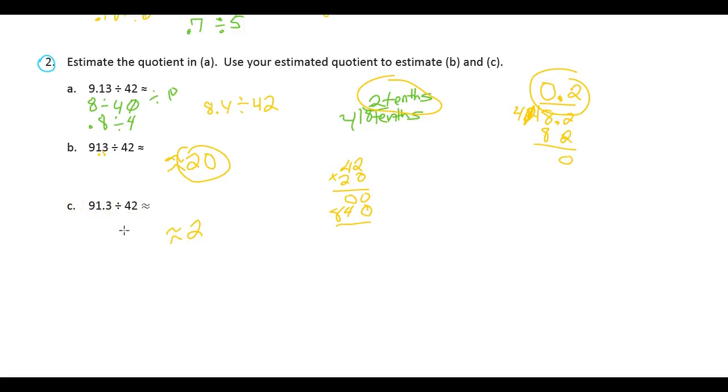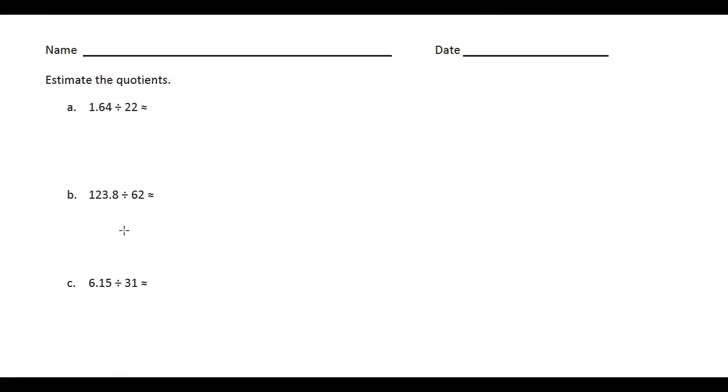All right, so for homework tonight, here we go. Here's 3 of them, and it's asking you to estimate the quotient. I would like you this time around, because it's estimating, it's not so complicated, I would like you for tonight's homework to pick 2 of these 3. Just pick 2 of them.